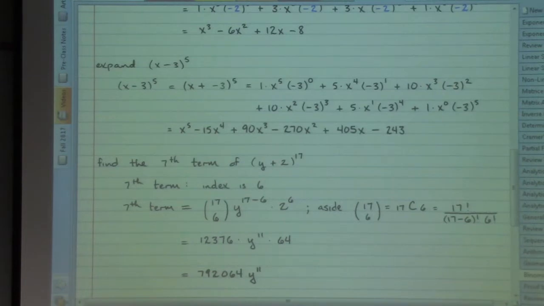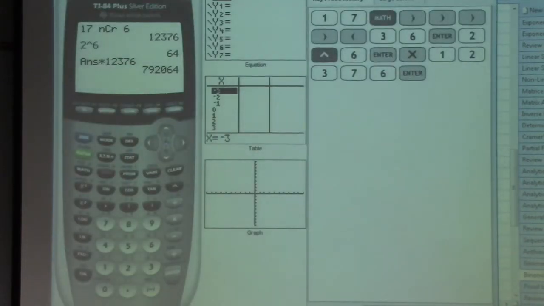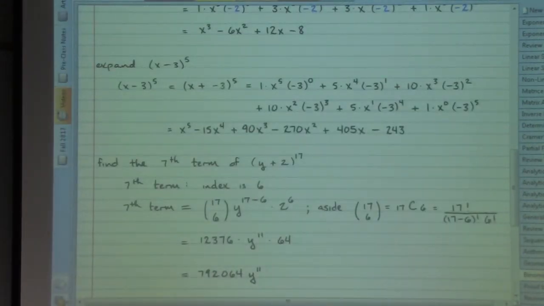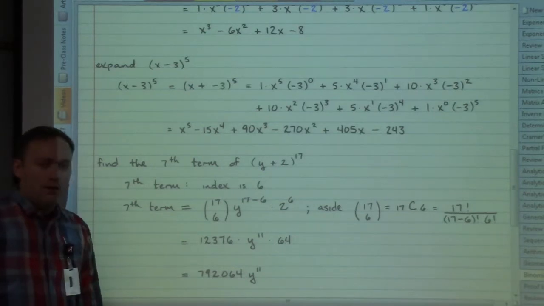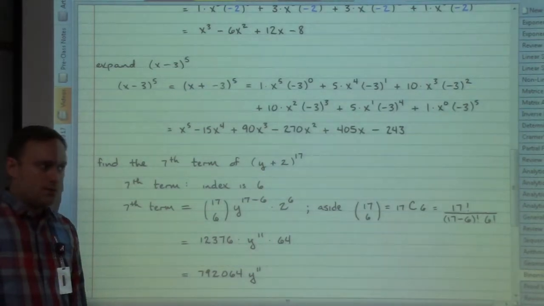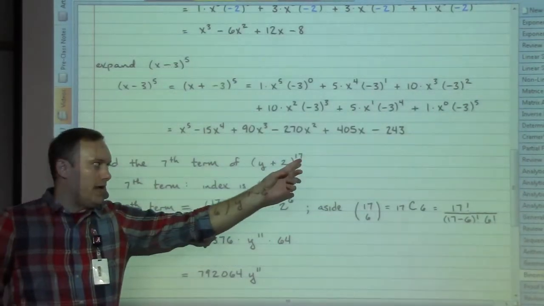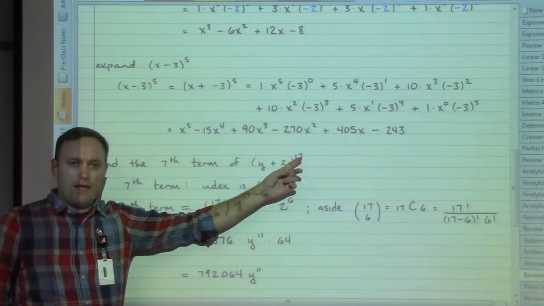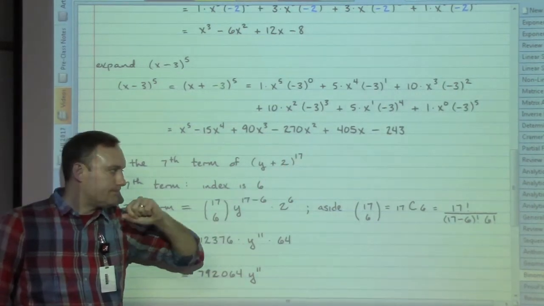With a y power of 11. Let me make sure I didn't go dyslexic and write that out of order. 792,064. All right. It would have been a lot more work for us if we had tried to build out all of those rows of Pascal's triangle to get us there.